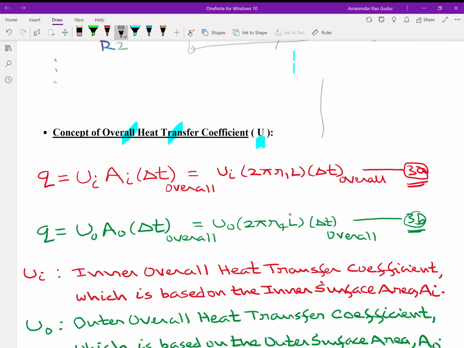In composite walls, the area remains the same everywhere. This is the area A, this is the area A, and so on. But when it comes to composite cylinders and composite spheres, we have a couple of areas: the inner surface area and the outer surface area.